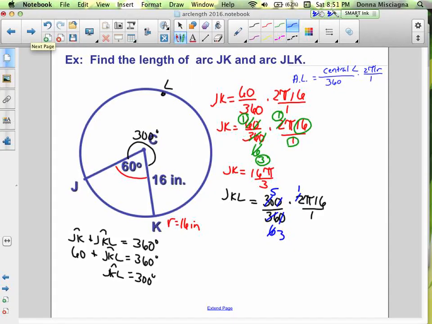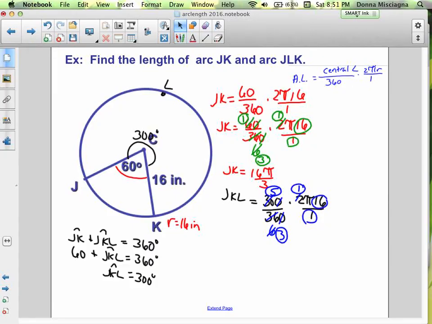Now, the order you reduce in doesn't matter. I could have decided to divide by the 2 first, right? Maybe I cancel out the zeros and I divide by 2, and then I have 18, right? Well, 30 and 18 still have 6 in common. So it doesn't matter the order you reduce in, just as long as you reduce from numerator to denominator. So we've got a 5, a 1, and a 16 in the numerator, and a 3 and a 1 in the denominator. And of course, the pi is also in the numerator. So the length of arc JKL is going to be equal to 5 times 16, which is 80. So that's 80 pi thirds.